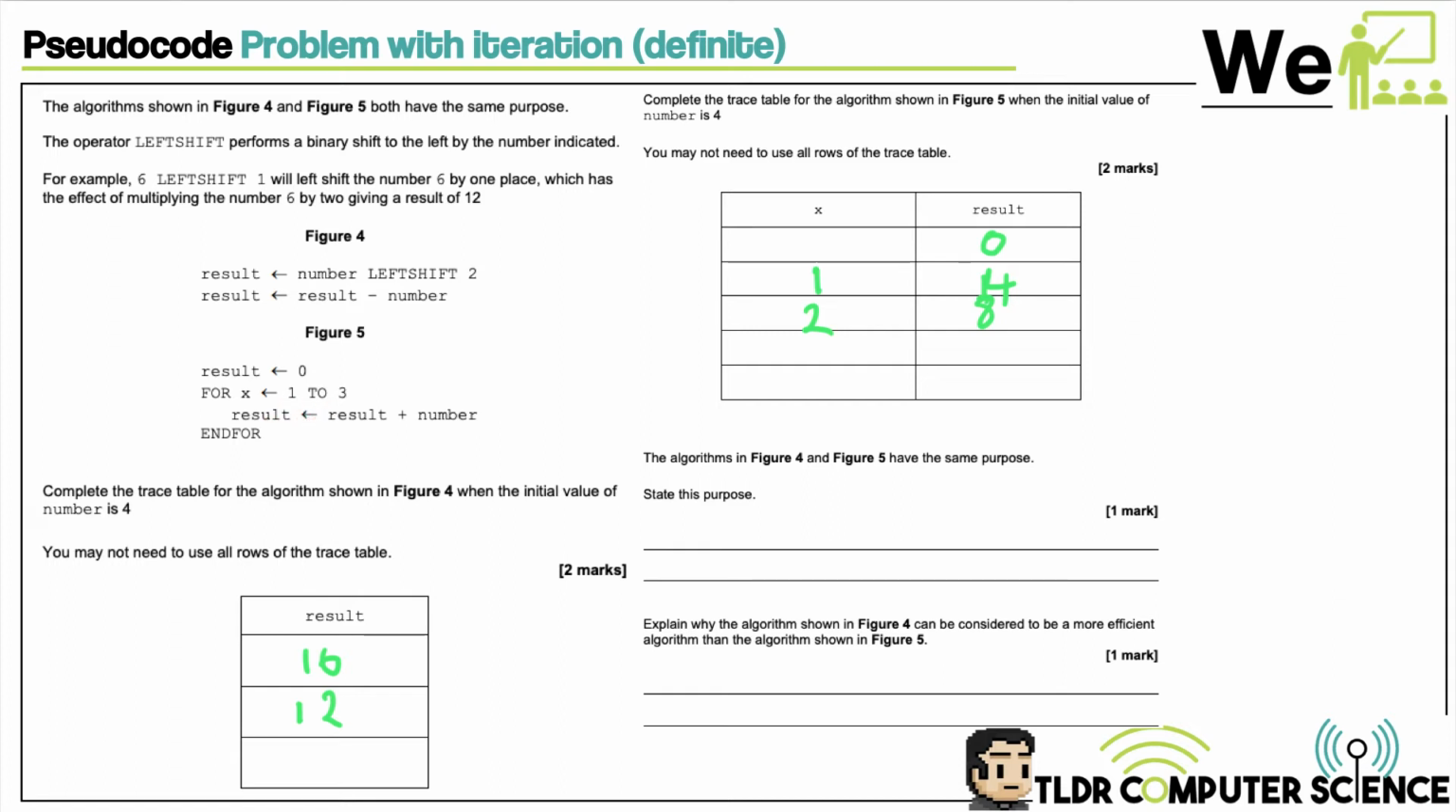And then it will be 3. And when it's 3, it's result plus number. So it's 8 plus 4. So it will be 12.